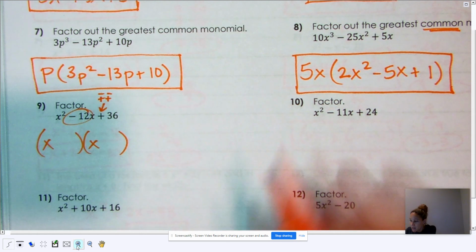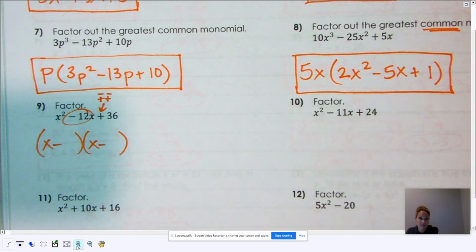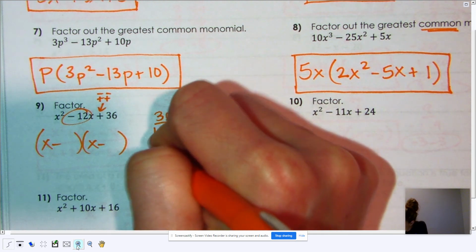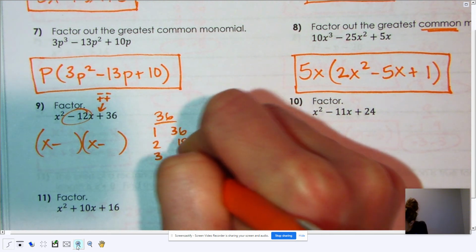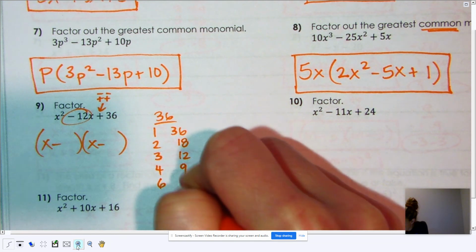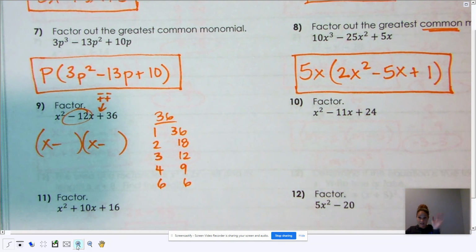If I'm going to add up to make negative 12, then I know it's going to be minus minus, because no pluses are going to add up to make a negative 12. Then I'm going to list everything that makes 36. 1 can go in, 2 can go in, 3 can go in, 4 can go in, 5 cannot, but 6 can. And then it's already up there, so then I stop.